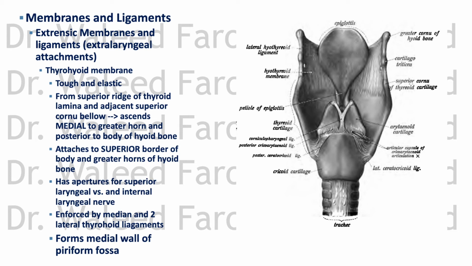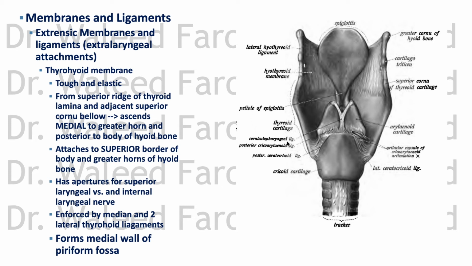Now we're done with the cartilages. I hope that was simple enough. Now let's get to the membranes and ligaments. Membranes and ligaments are classified into extrinsic membranes and ligaments, and intrinsic membranes and ligaments. What does this mean? It means that extrinsic ones have extra laryngeal attachments. Intrinsic ones are totally attached within the larynx. Okay, this is the meaning of extrinsic and intrinsic.